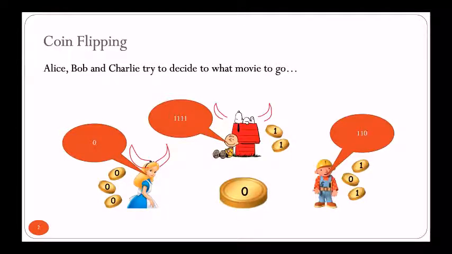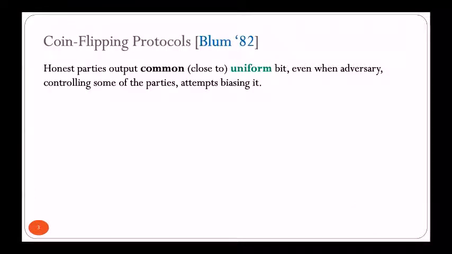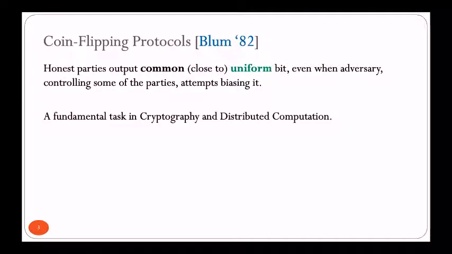The problem is that some parties might be colluding and attempt biasing the protocol towards a specific outcome. For example, Alice and Charlie might be colluding to ensure that the movie selected is Alice in Wonderland. And this was first formalized by Blum in '82. Under his formulation, the honest parties output a common, hopefully close to uniform bit, even when an adversary controlling some of the parties attempts biasing that bit. And really, this is a fundamental task in cryptography and also in distributed computation.